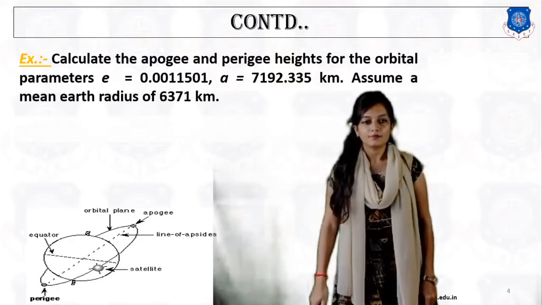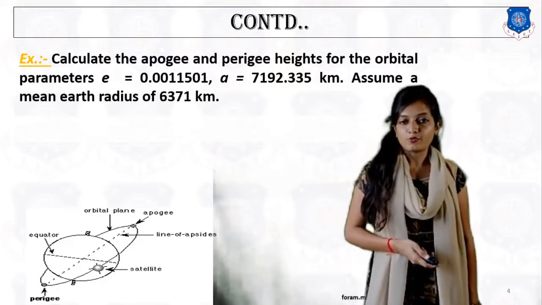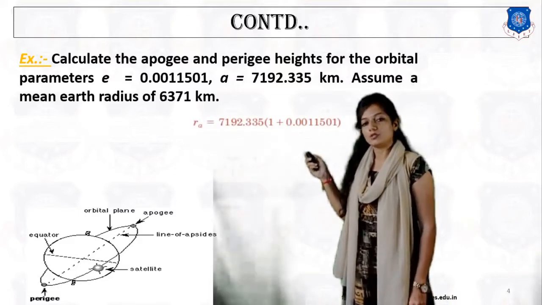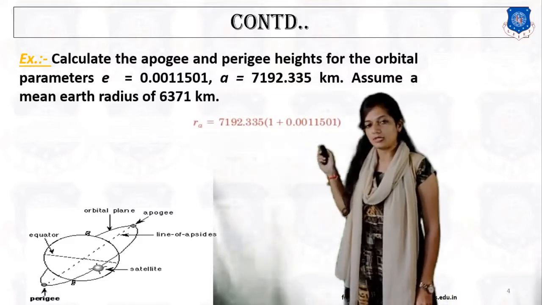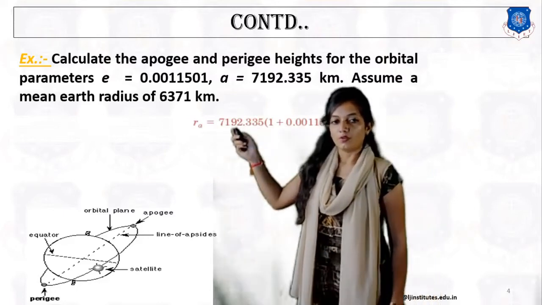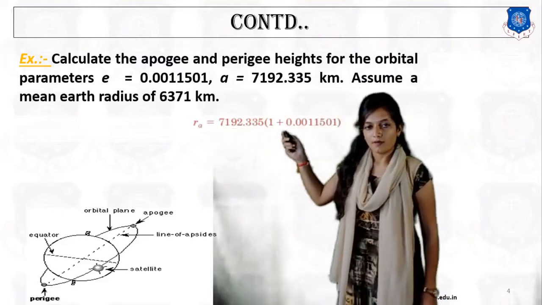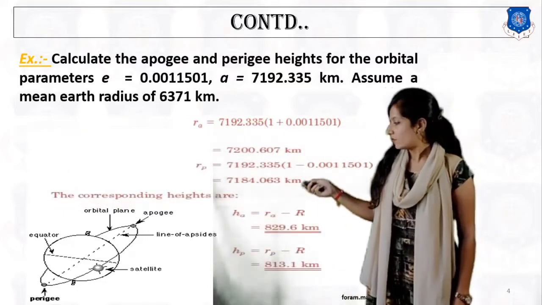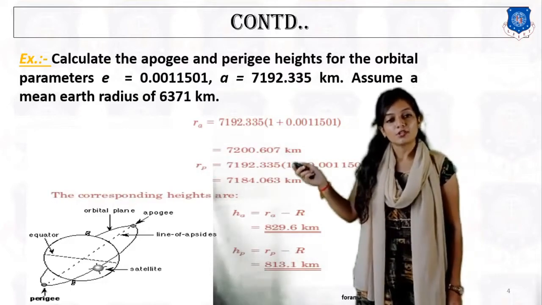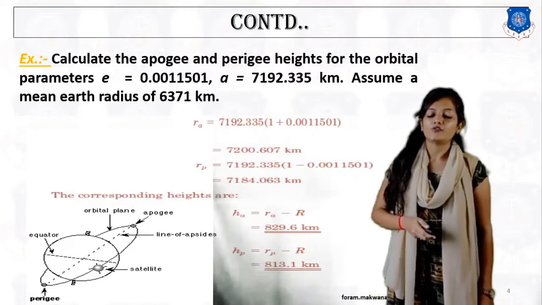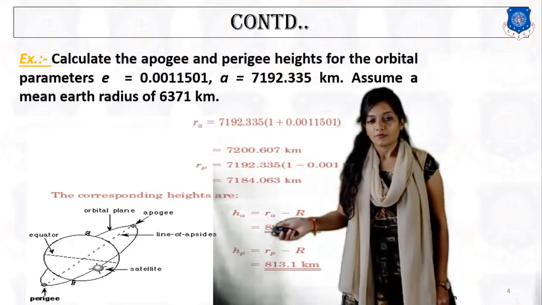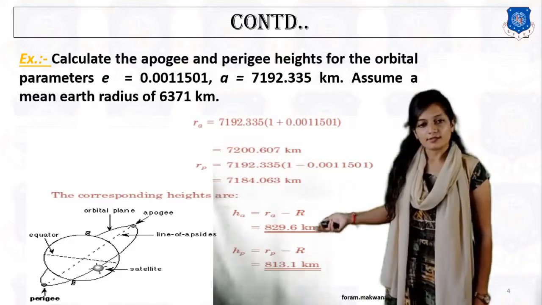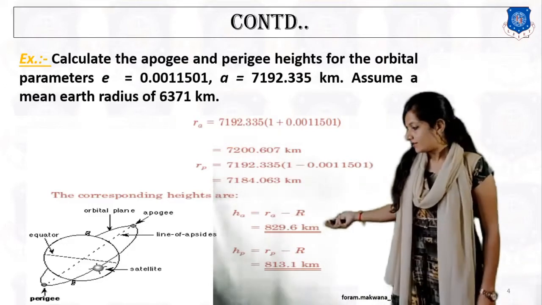We know the formula for radius of apogee and perigee. The formula is RA equals a(1 + e). We have all the values: value of semi-major axis, value of eccentricity. So we are able to calculate the radius of apogee, and similarly the radius of perigee. So from the radius of apogee and perigee, we are able to calculate the height of apogee and perigee. How? The height of apogee is going to be calculated as radius of apogee minus radius of the Earth.